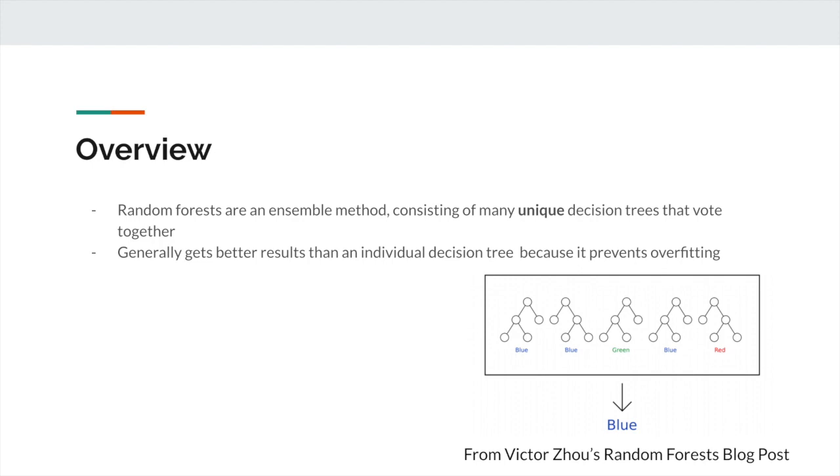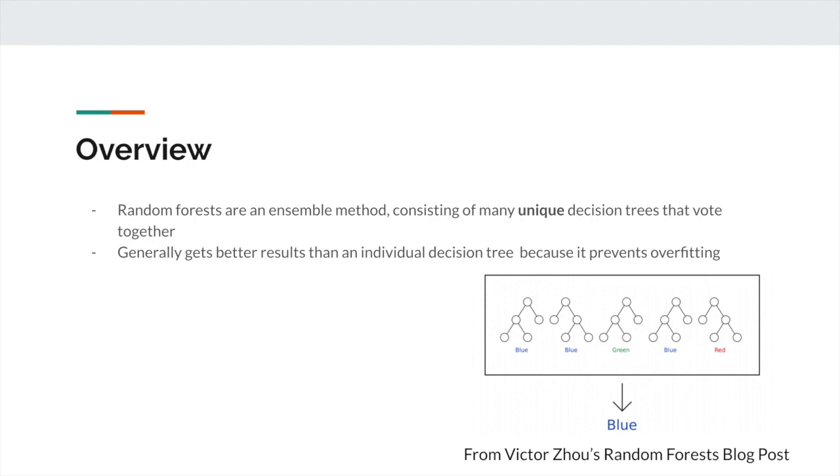And specifically, a random forest consists of many small, unique decision trees, and all these decision trees vote together to come up with a final decision that's outputted from the random forest. It's called a forest because it's like a collection of trees. That's just something interesting. And so usually random forests tend to perform better than an individual decision tree because having several smaller decision trees helps prevent overfitting rather than just trying to create one big decision tree.